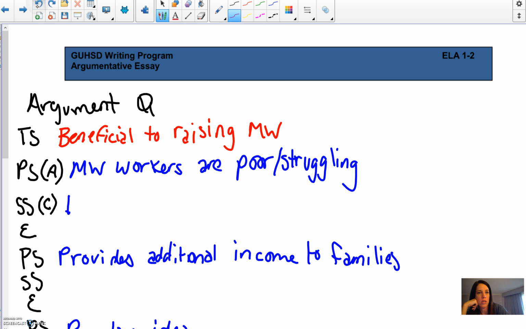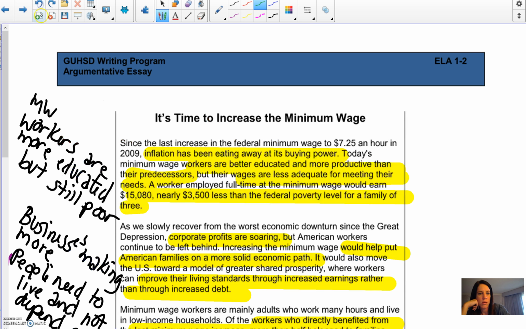Why is that not changing colors? One second. Oh, that's weird.